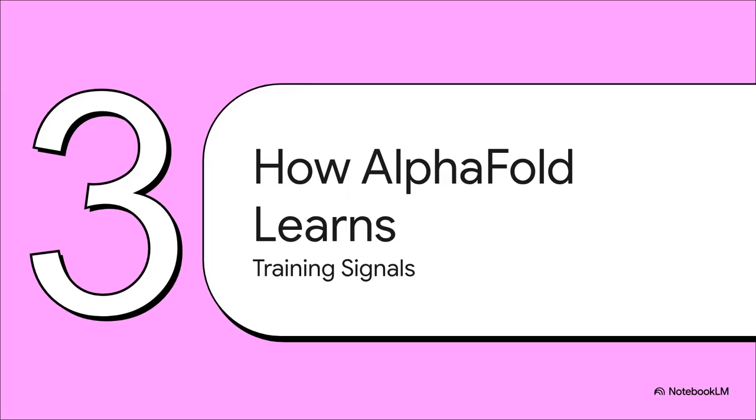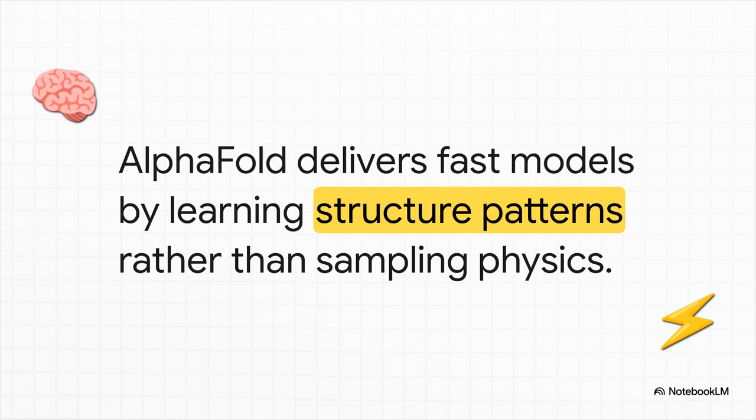All right, Section 3, how AlphaFold learns, specifically looking at the training signals. So we know the assembly line now, but how did the AI actually learn to be so incredibly accurate in the first place? The secret sauce is that AlphaFold was trained on thousands upon thousands of known, experimentally verified structures. By intensely studying this diverse dataset alongside their evolutionary histories, it developed a deep learned spatial reasoning.